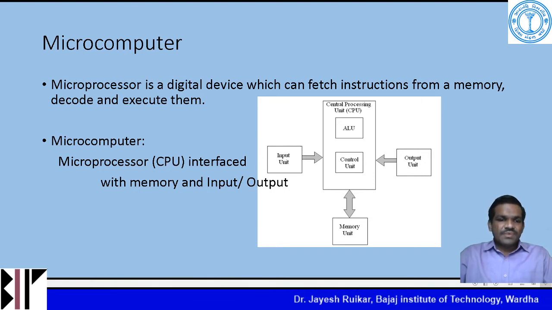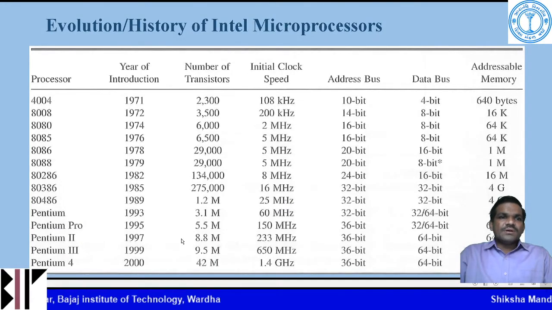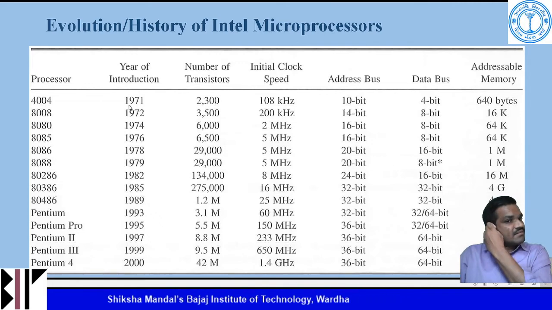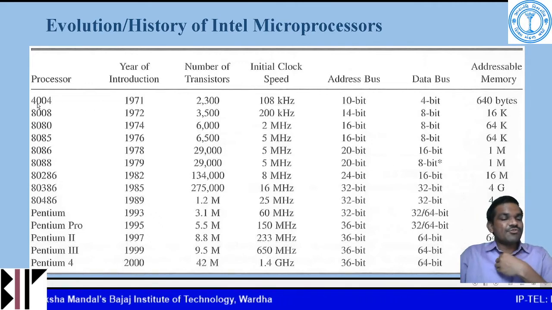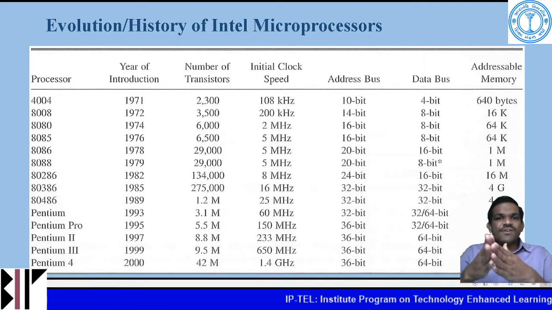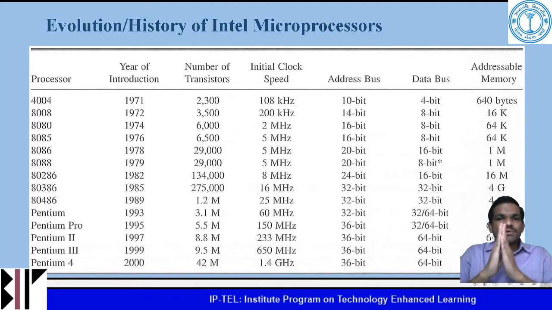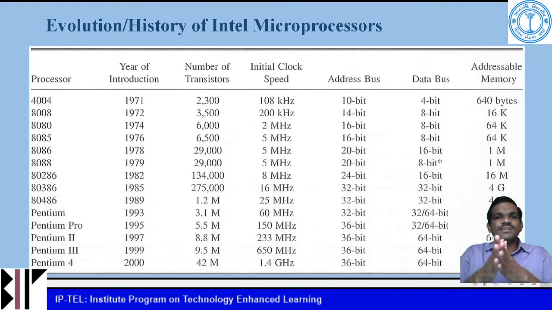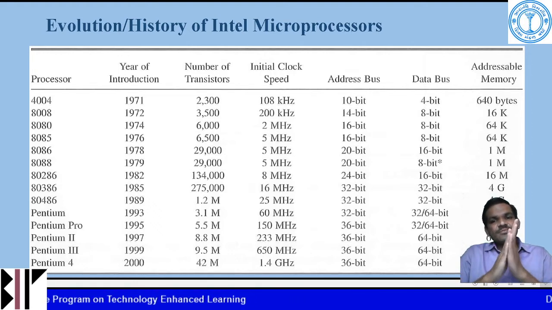Now let us talk about the evolution or history of the Intel microprocessor. In 1971, Intel developed a 4-bit microprocessor, which we call the 4004. The microprocessor has evolved in terms of generations. The 4-bit microprocessor evolved to 8-bit, 16-bit, 32-bit, and now 64-bit microprocessors.